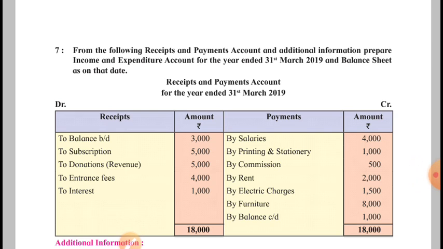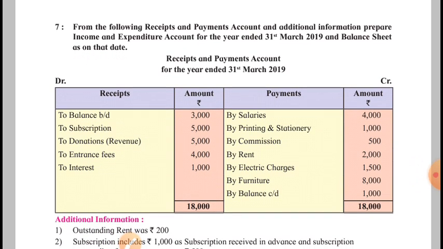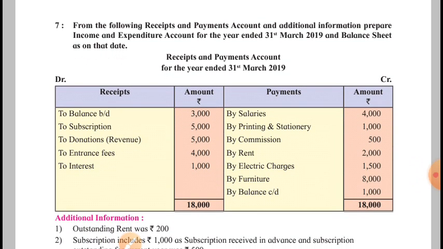Let's study the seventh illustration. From the following receipts and payments account and additional information, prepare income and expenditure account for the year ended 31st March 2019 and balance sheet as on that date. Here is the receipts and payments account for that year, that is 2018-19, the current accounting year.